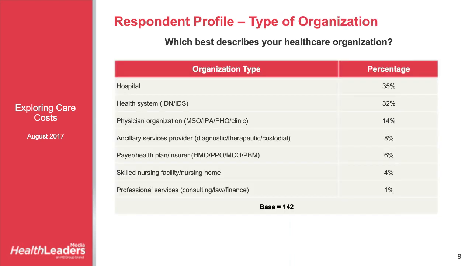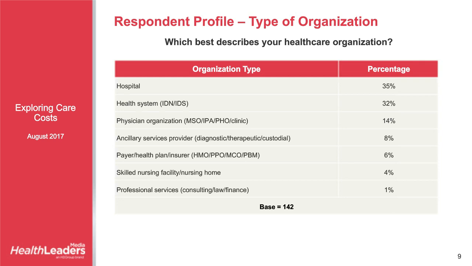The respondent base is also kind of heavily hospital and health systems. So if you combine those first 2 rows, that's 67% of the respondents come from either a hospital or a health system, and then the remaining categories are somewhat lower. So it's a fairly acute care oriented respondent base.